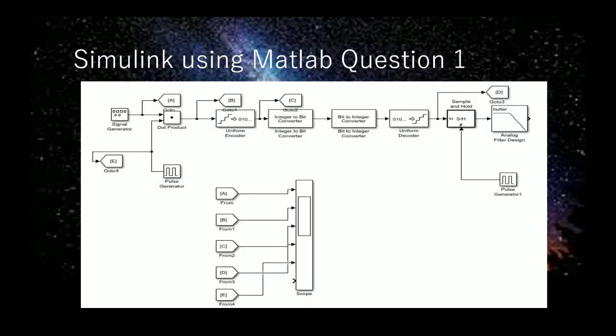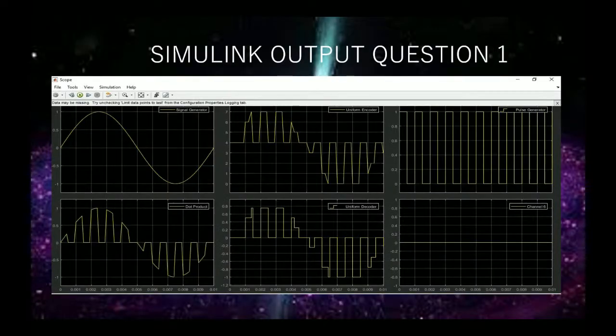This is the Simulink diagram for question 1. Using signal generator, dot product, uniform encoder, integer to bit converter, bit to integer converter, uniform decoder, sample and hold, and finally analog filter design. These are the outputs: signal generator, uniform encoder, pulse generator, dot product, uniform decoder.